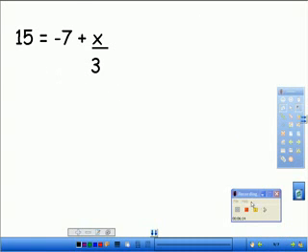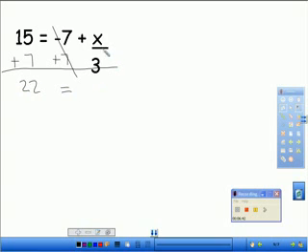Here's the next problem. 15 equals negative 7 plus x divided by 3. We have to get rid of the term first, and the term is a number by itself, and the number by itself is negative 7. So we're going to do the opposite of negative 7, which is plus 7, and we're going to do it to both sides of the equation. The 7 is eliminated from the right side, so 15 plus 7 is 22 equals, I have to bring down x divided by 3.